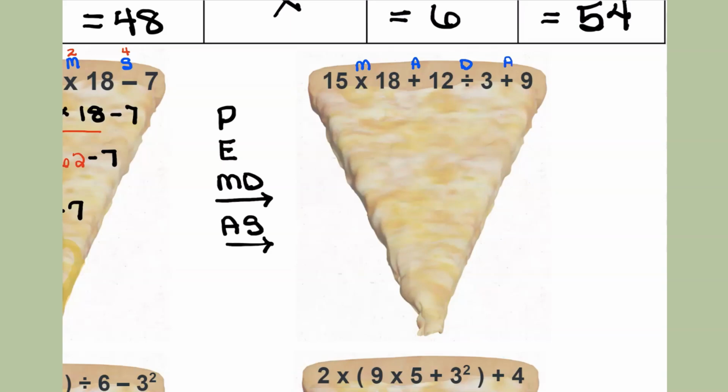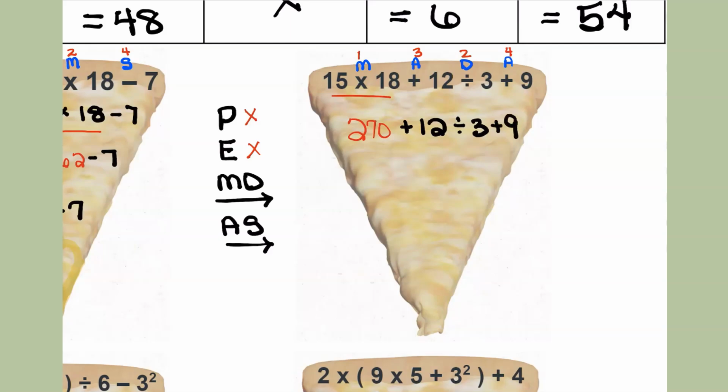So how do we know who goes first? Well, remember, on our line for multiplication and division, we can see that multiplication would be first because it's on the left. Division would be second. Now, even though we have two addition problems, we start with the one on the left first. So let's begin. Multiplication, 15 times 18 is 270. We bring everything else down. Plus 12 divided by 3 plus 9.